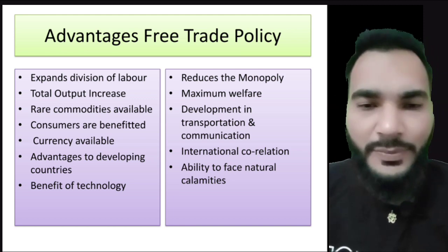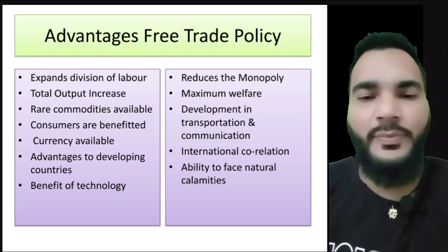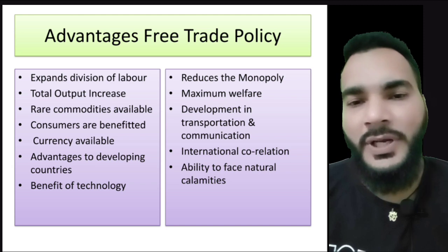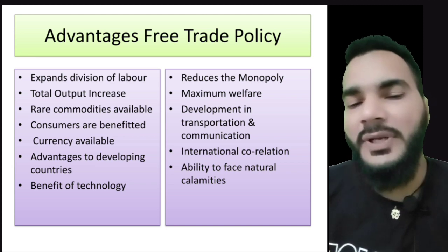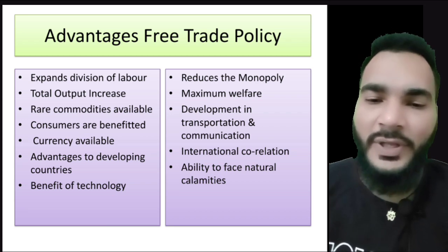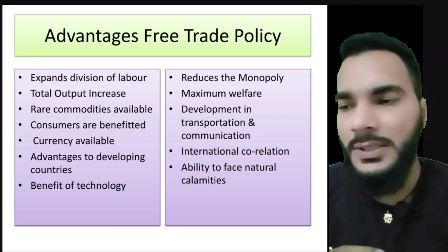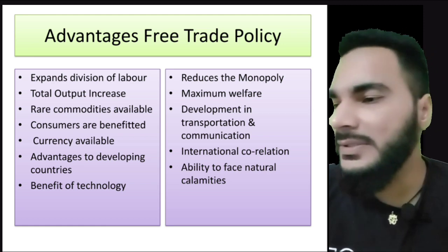Then currency is available, so that's a very easy thing. If there is a free trade policy, if the government removes all the restrictions on imports and exports, all things will be available. As far as currency is concerned, it will also be available at a very cheap rate and very easily, like from everywhere you can get foreign currencies as well.